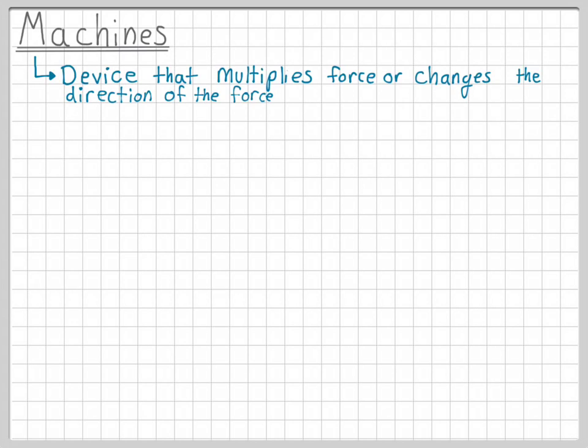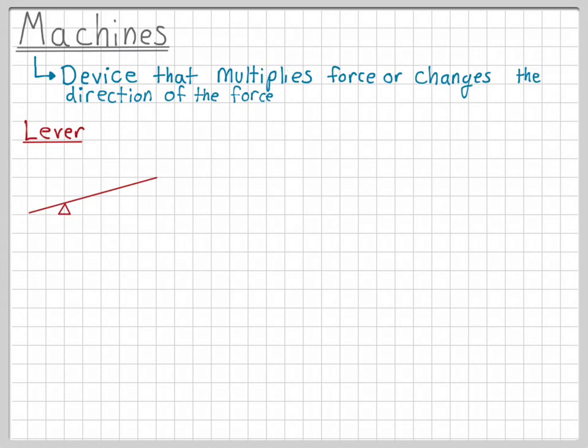This video is a brief introduction into simple machines. In physics, we call an object that either multiplies a force or changes the direction of a force a machine. Some types of machines are levers, wedges, inclined planes, pulleys, wheel and axle, and a screw. This video will only cover levers, inclined planes, and pulleys.